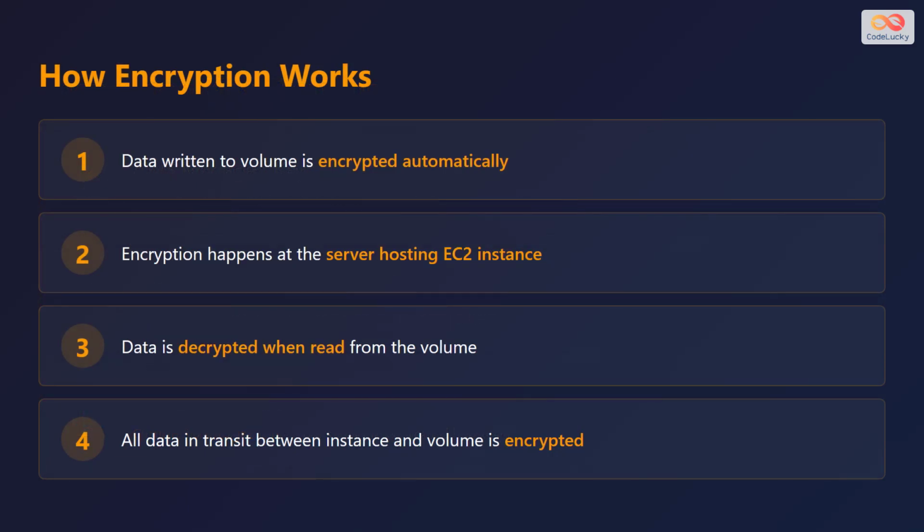Let's understand the encryption workflow. When data is written to an EBS volume, it gets encrypted automatically without any action required from you or your application. This encryption happens at the server that hosts your EC2 instance, ensuring that data is protected before it even leaves the compute environment. When you read data from the volume, it's automatically decrypted so your application can use it seamlessly. Importantly, all data in transit between your EC2 instance and the EBS volume is also encrypted, providing end-to-end protection for your data throughout its entire lifecycle.